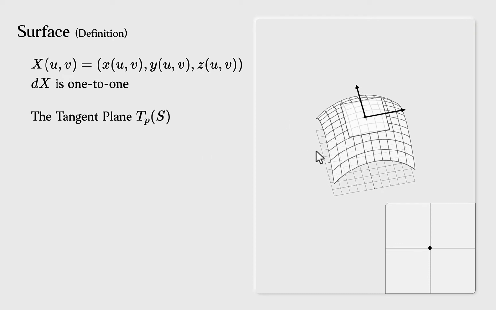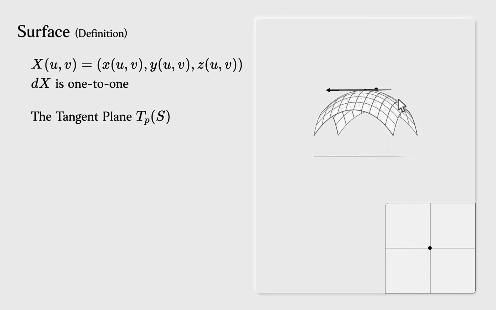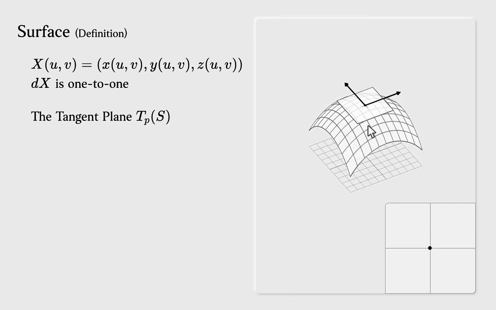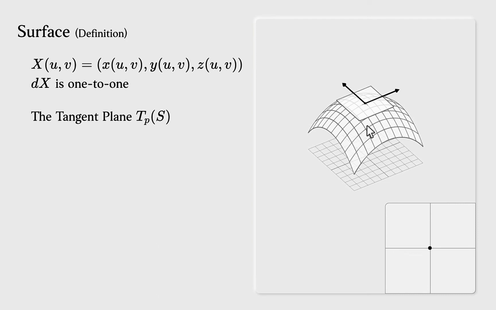And the tangent plane is this plane, the plane tangent to the point P on the surface S. And we will consider it as a linear space in the 3-dimensional world.